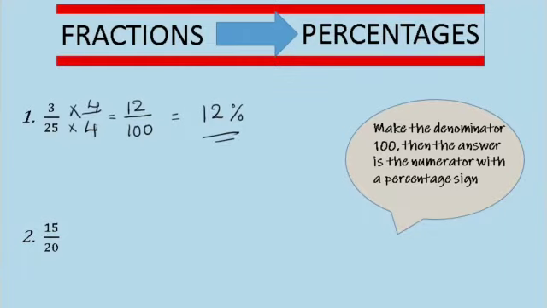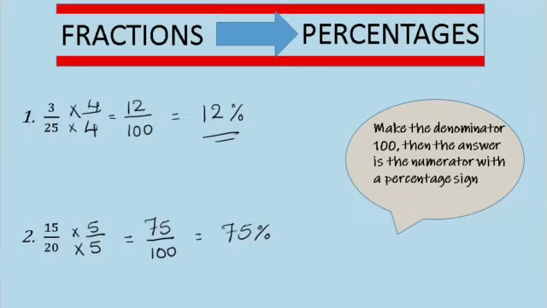Let's see one more example. Here we have 15 out of 20. So you need to make that 20 an equivalent fraction with denominator 100. What are you going to multiply 20 by to make it 100? It is 20 times 5 gives you 100. The same 5 you're going to multiply in the numerator. So 15 times 5 is equal to 75. So 75 over 100 can be written as 75%.